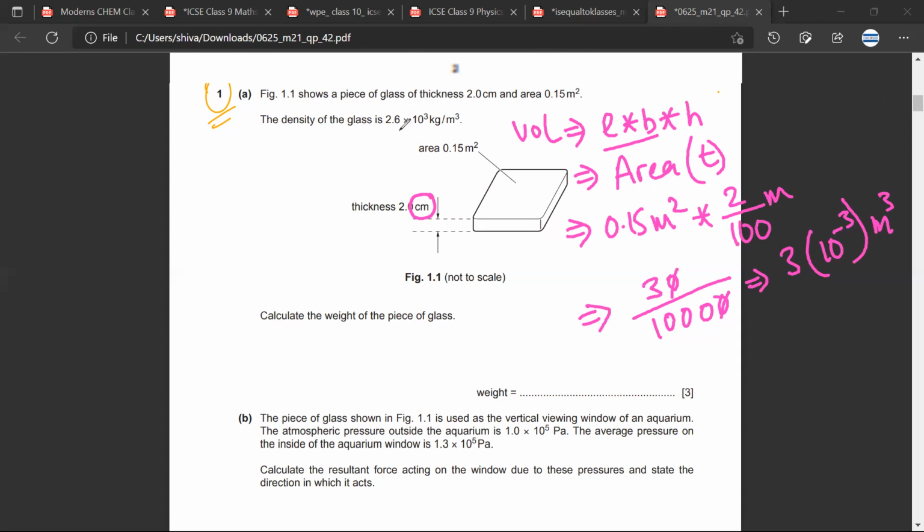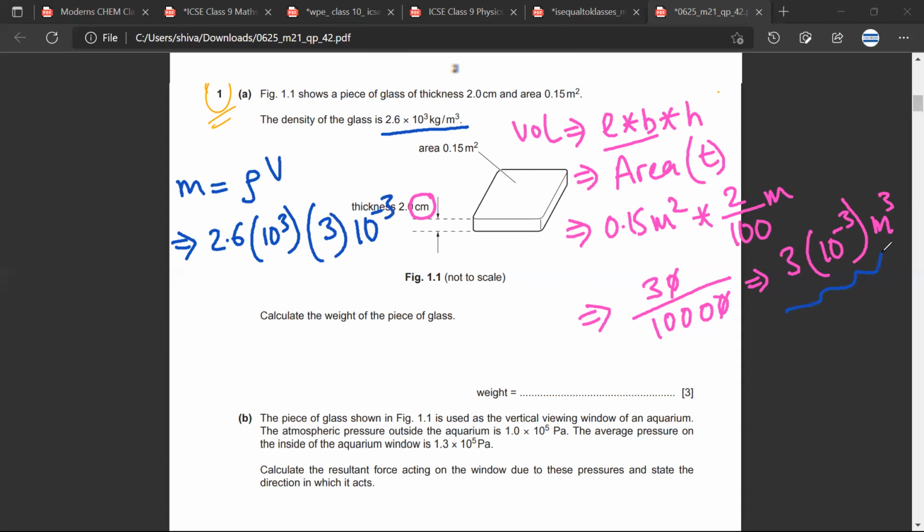With the volume, I have the density. So mass is equal to density into volume. Yes, sir. Density would be 2.6 into 10 raised to power 3 into 3 into 10 raised to power minus 3. So this will cancel, and 6 3s are 18, 3 into 6 is 18. So 7.8 kg is the mass of this glass slab. Is it making sense, Chris? Yes, sir.